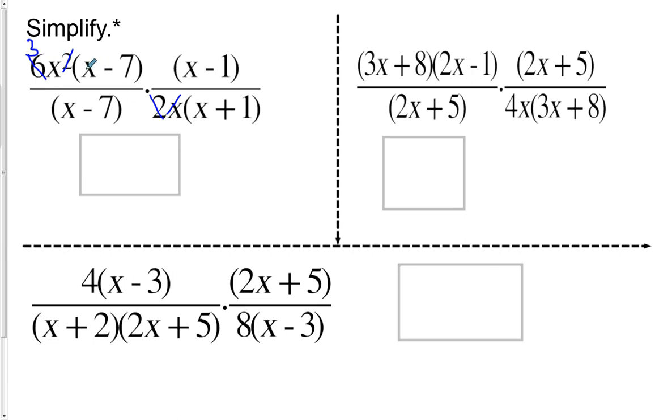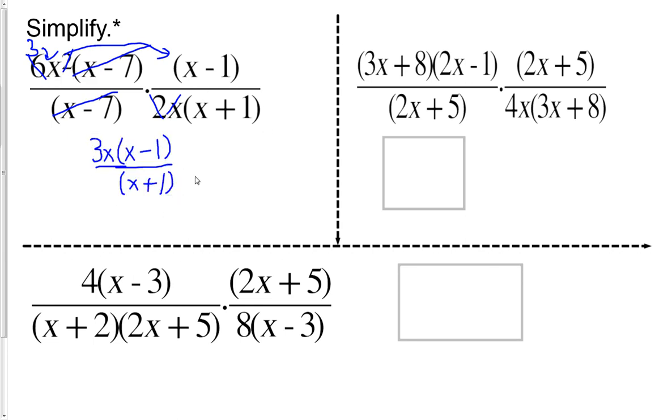Next, I'm going left to right on top, if you can't tell. X minus 7. We got a match here. Those cancel, and then x minus 1, x plus 1. This is left over, so I got x plus 1 on the bottom. On the top, I have 3 times x times x minus 1. So my numerator should be 3x times x minus 1. My denominator or bottom should be x plus 1. And there's my final answer.